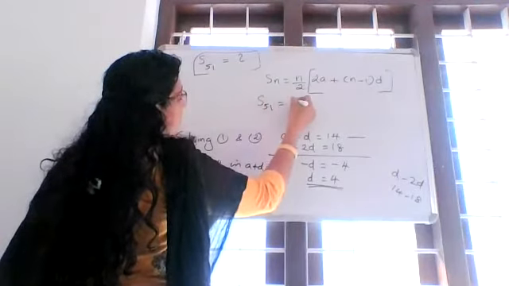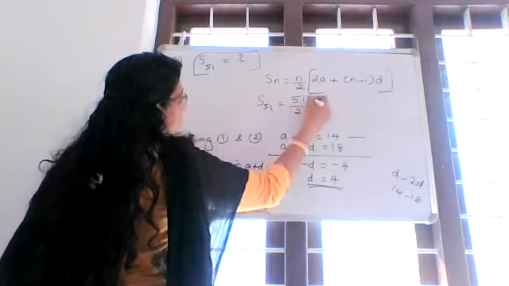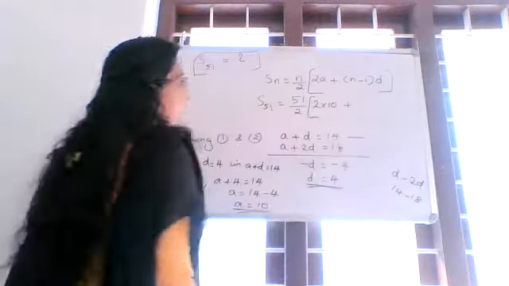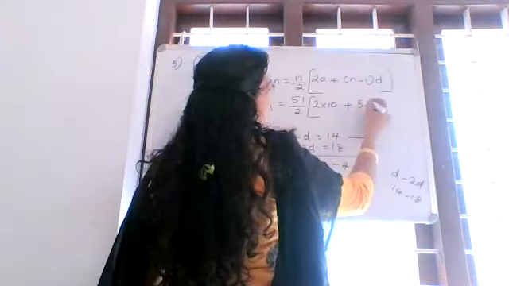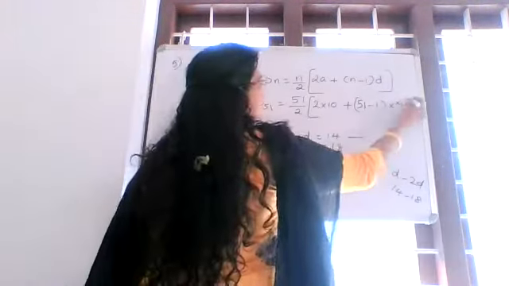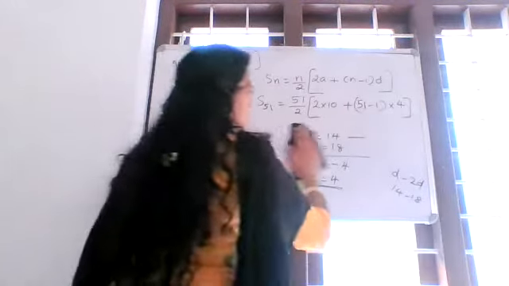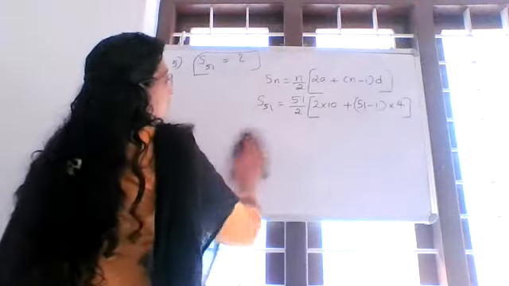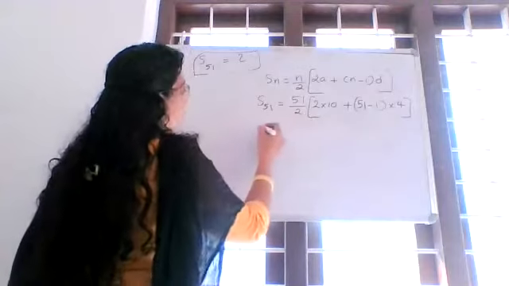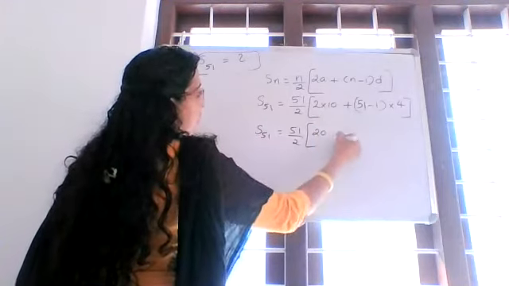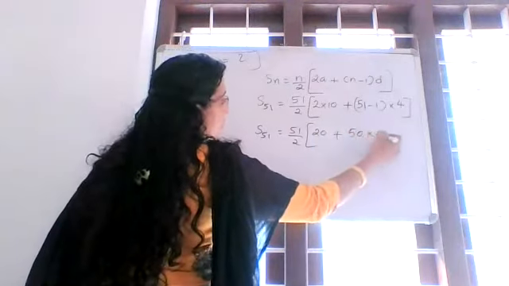S51 we want to find out. So n is 51: 51 by 2 into 2A plus 51 minus 1 into D. Substituting, 2 into 10 plus 51 minus 1 into 4. Then we can cancel 51 and 2, no? Let it be there itself, 51 by 2. Then solve this: 20 plus 50 into 4.